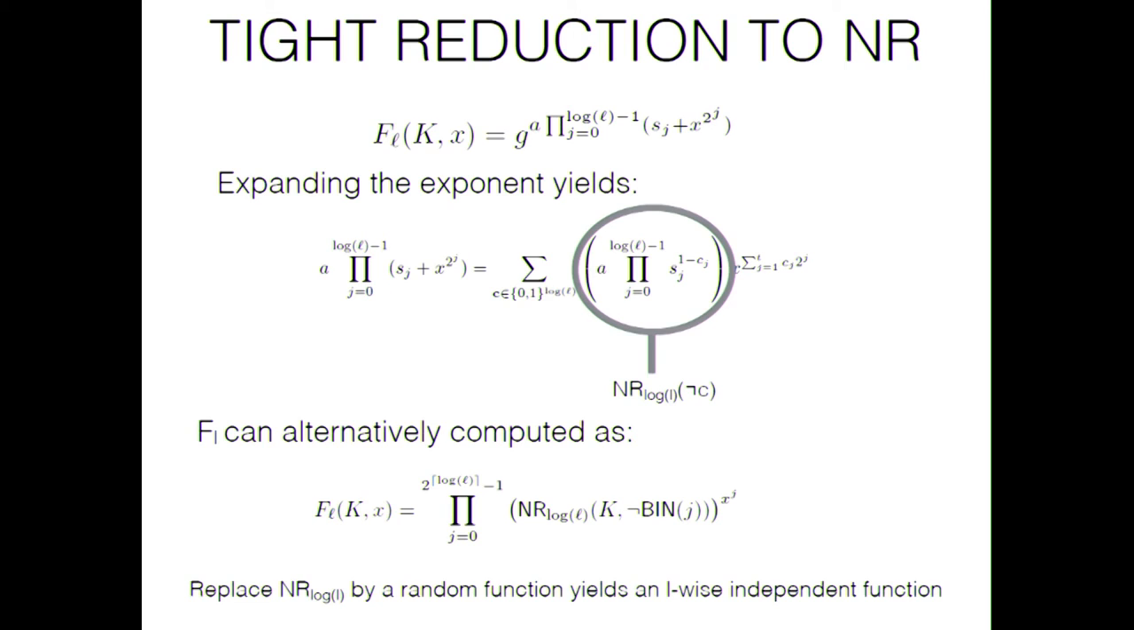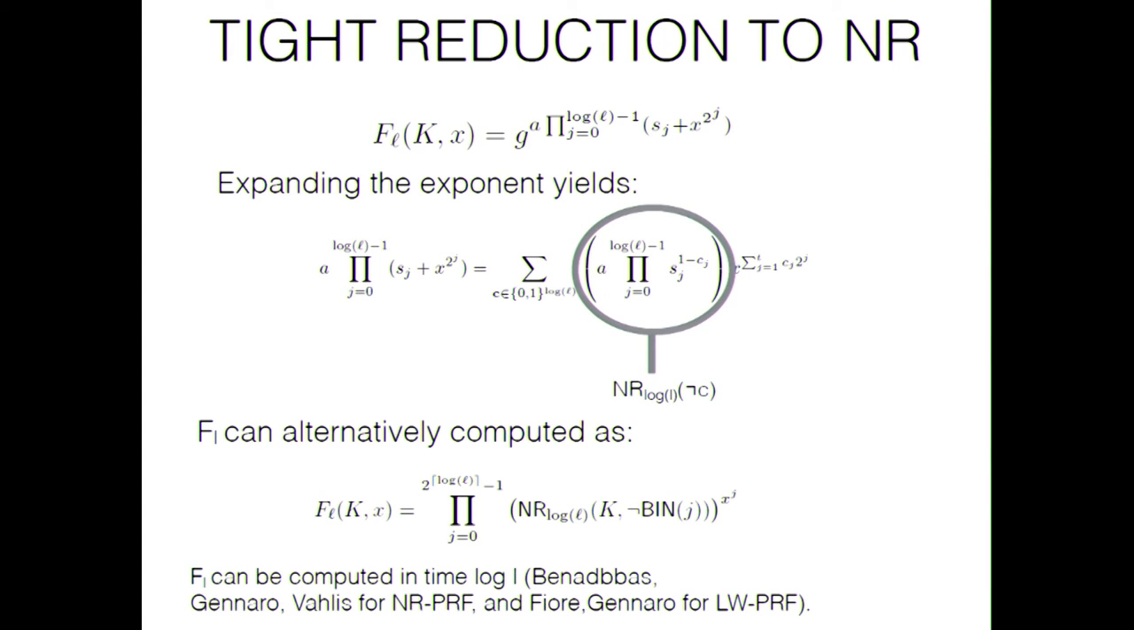And now the cool thing is what I promised before. We would like to have an on-the-fly adaptation technique that is more efficient. And if you look, what we get is the following. I would like to mention that the observation that this function can be computed in log L was previously made by Bellare, Gennaro, and Vallée for the Naor-Reingold PRF, and by Dario and Gennaro for the Lucks-Waters PRF.